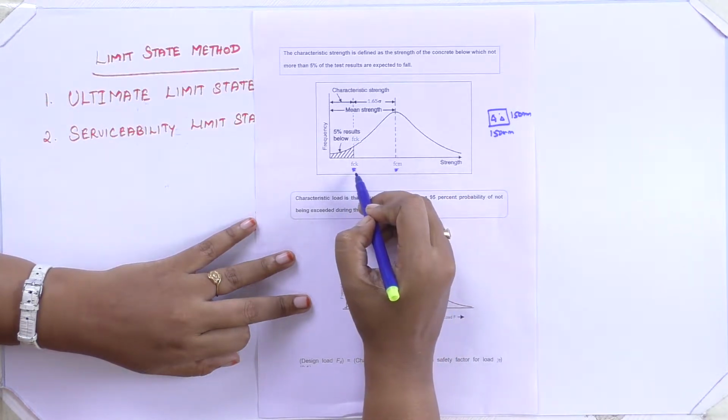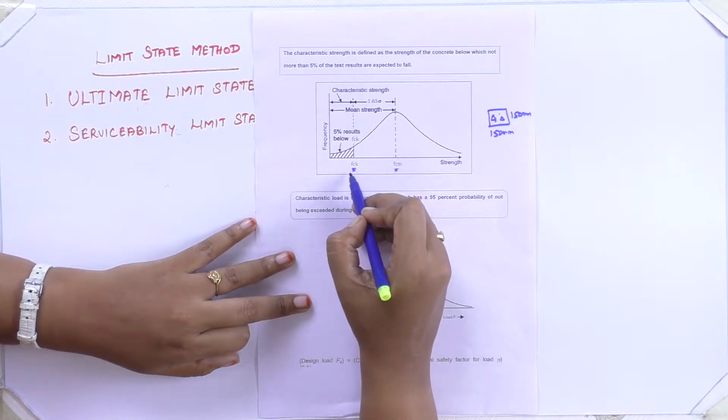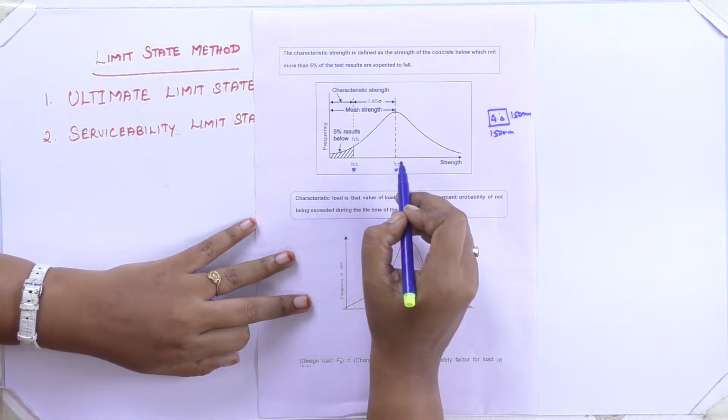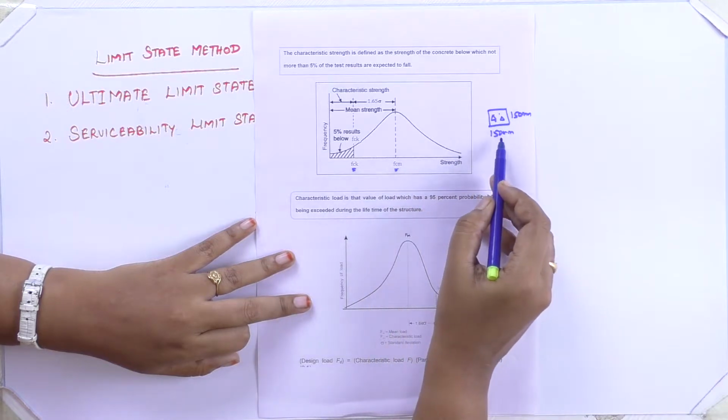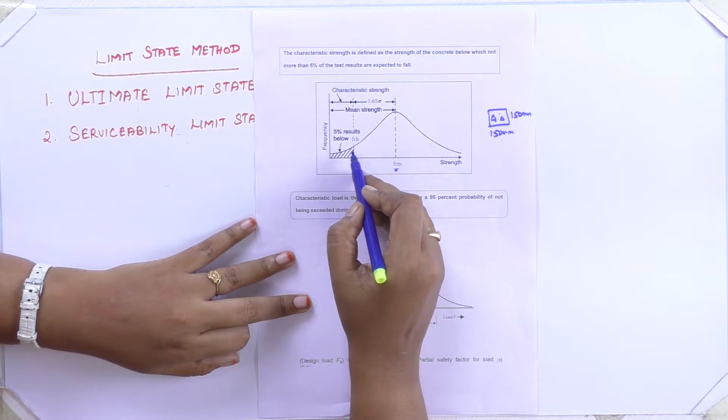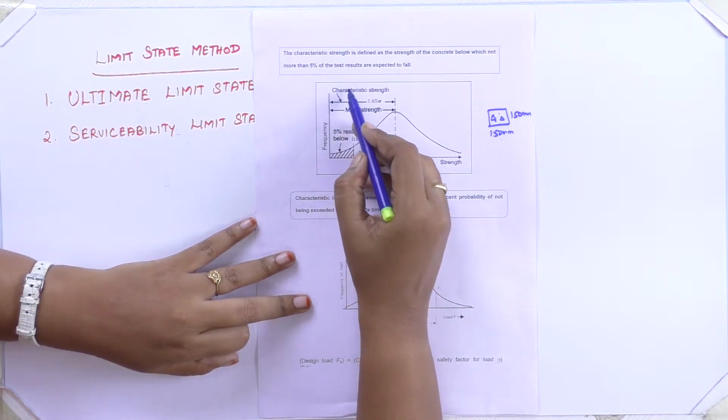FCK, as per IS 456-2000, is nothing but the characteristic compressive strength of concrete for 28 days. It is tested in 150 by 150 mm cube size. What is meant by characteristic strength now?